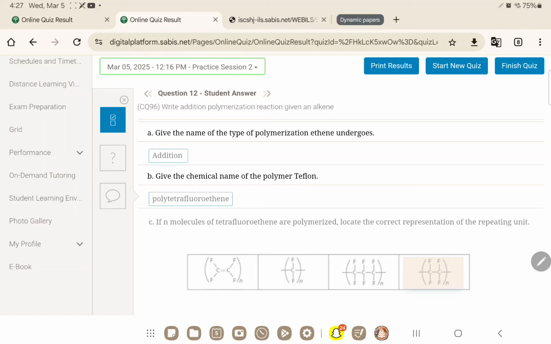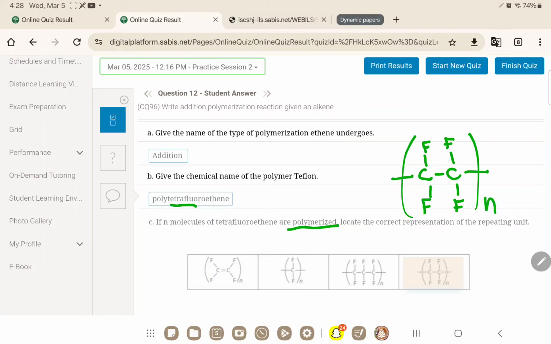Now, if n molecules of tetrafluoroethene are polymerized, locate the repeating unit. So look, it's ethene, so you have to have two C's. And it's polytetrafluoro. Tetra means 4, and fluoro is F, so 4 F's. Since it's an ethene but we broke it with addition, you're going to have 2 broken bonds, and to make it a repeating unit, you break the bond and add n. This is how you draw a repeating unit.